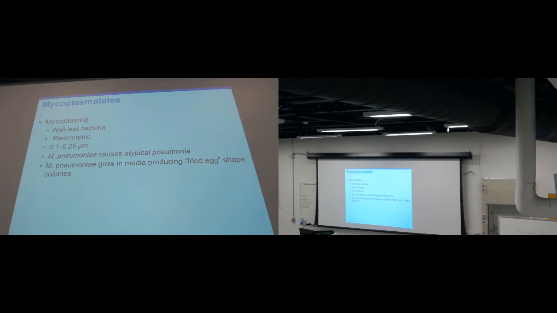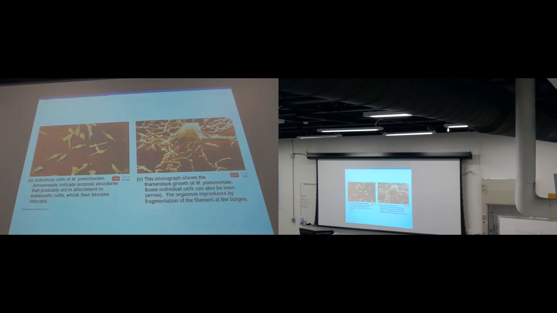Mycoplasma is very small, measured between 0.1 and 0.25 micrometers. This mycoplasma can contaminate sources of water, for instance, if it's not filtered properly with a filter that traps something smaller than 0.25 microns or 0.1 microns; it can even pass through filters. And this is what I told you before: it causes atypical pneumonia or walking pneumonia and gives you fried-egg-shaped colonies. So this is how mycoplasma looks.